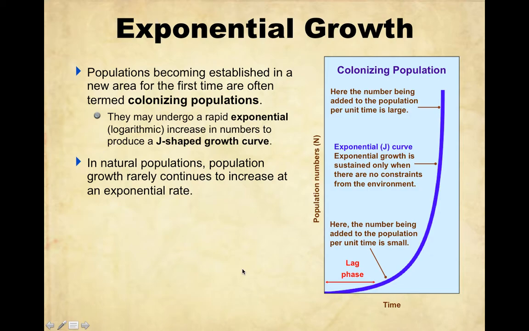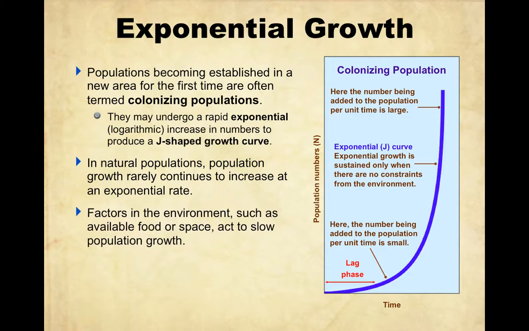And J-shaped curves have a couple of things going on with them. So population growth rarely occurs forever at this rate, because eventually there's going to be some factor in the environment that's going to slow it down. And we're going to talk about carrying capacity in just a second, but there's going to be elements in that population that make it so that it just can't grow forever. So this is the lag phase.